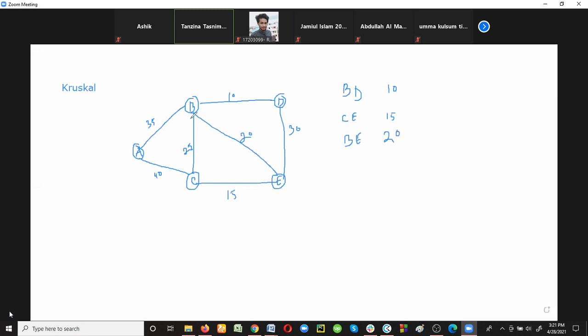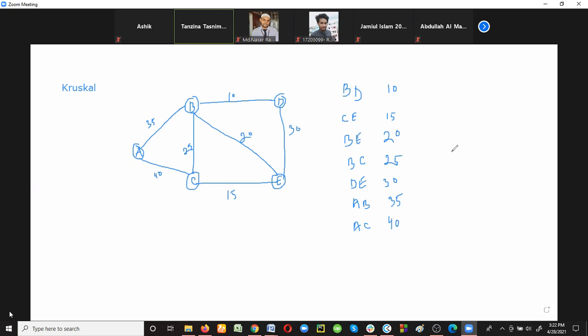And the next one is this one, BC. The graph is an undirected graph, right? So you can write BC or CB. And its weight is 25. And the next one is 30. So DE with the weight 30. After that, AB. And the last one is this AC. So now we have organized all the edges in ascending order.